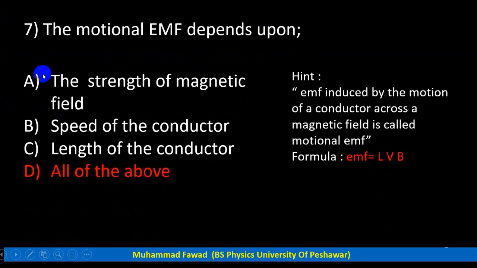The seventh one, MCQ: the motional EMF depends upon the strength of magnetic field, speed of the conductor, length of the conductor, or all of the above. EMF induced by the motion of a conductor across a magnetic field is called motional EMF, and motional EMF is equal to LVB, where L is the length of conductor, V is the speed of conductor, and B is the magnetic field strength. Therefore, motional EMF depends on these three physical quantities. Therefore, here the correct option is D, which is all of the above.